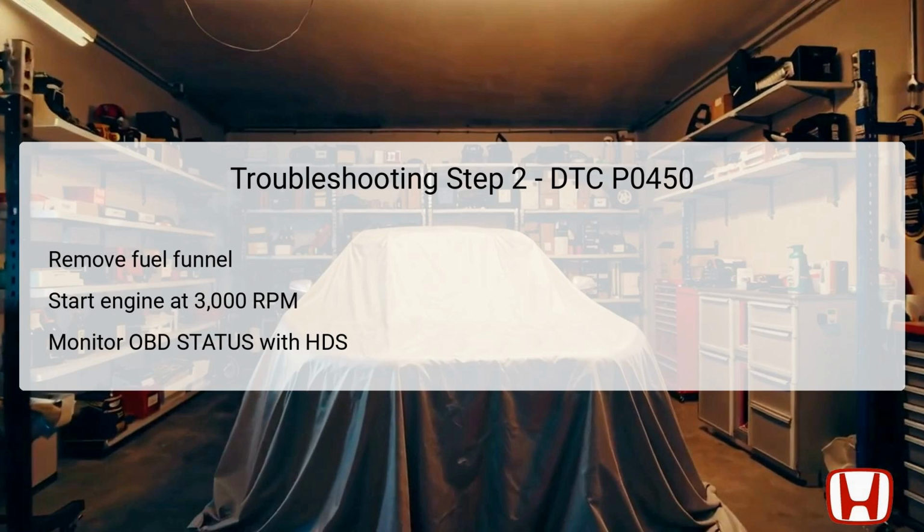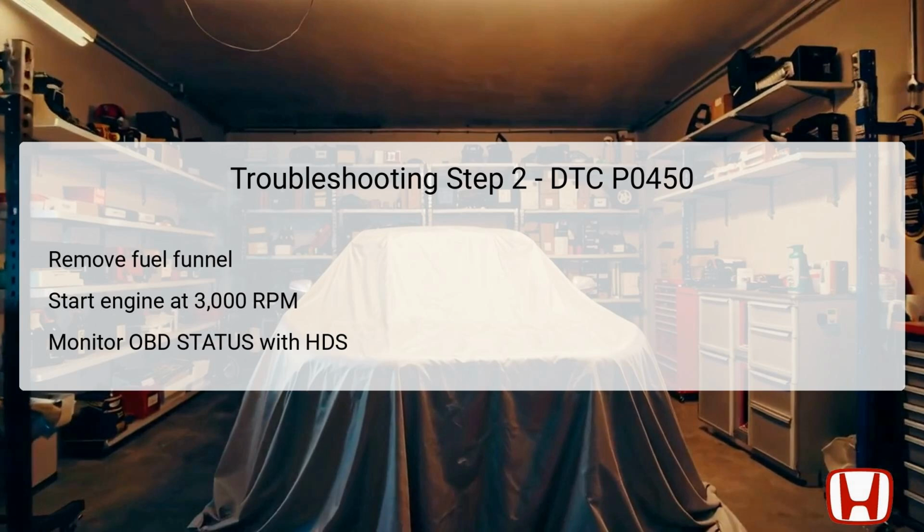Begin by removing the emergency fuel funnel from the fuel filler neck. It is essential to ensure that no obstructions are present in the fuel system. Start the engine and maintain a steady engine speed at 3,000 RPM without any load. This means the continuously variable transmission, CVT, should be in park or neutral, N for manual transmissions.